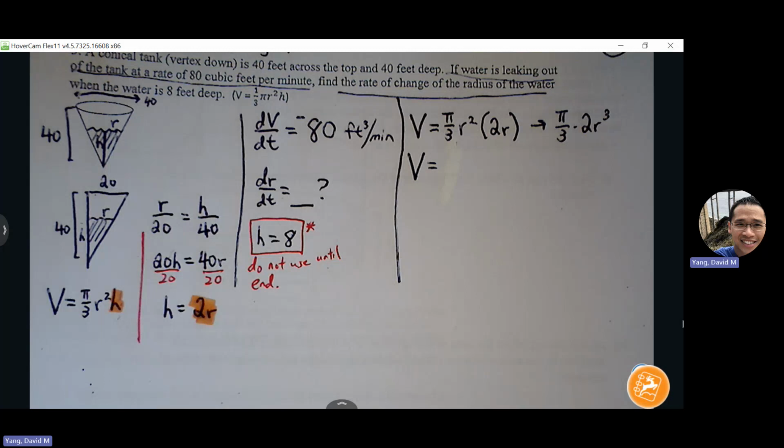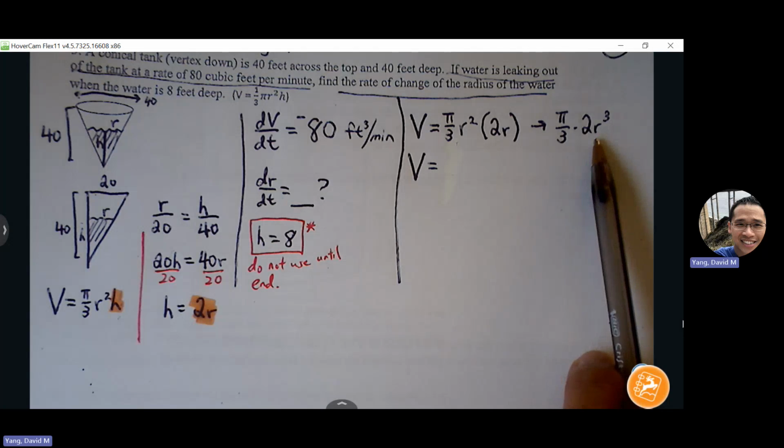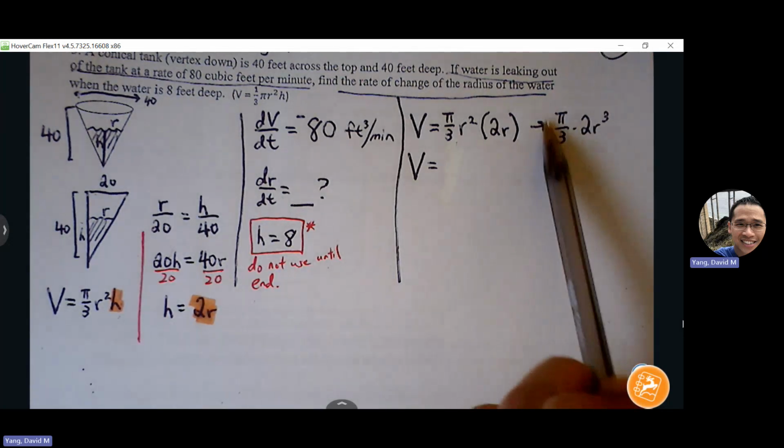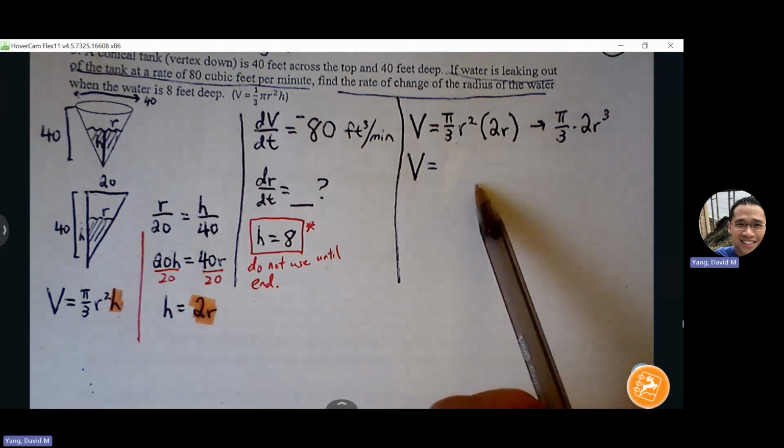No, that's too messy. I know what to do. Just say it. Because the H equals 2R and the H equals 8, so do 2R equals 8, divide R by 2. Not yet, not yet. I'm just working in terms of this. How can I rewrite this so that I can make it a little cleaner? Oh, 2 pi over 3.